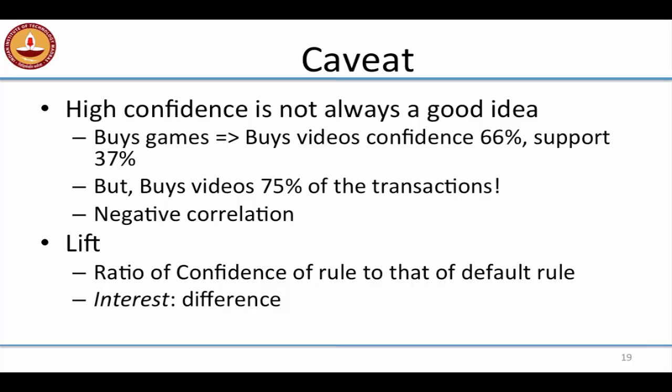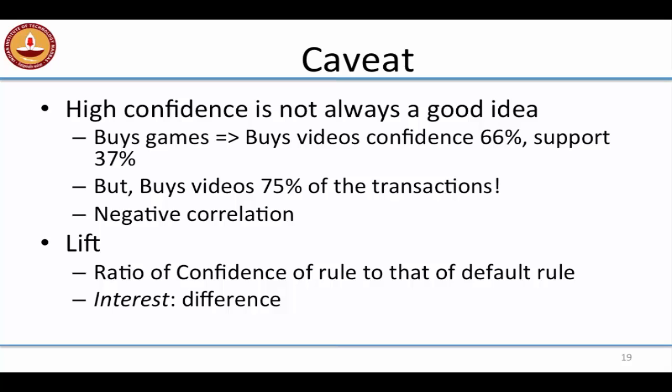But if A implies B has a lift much larger than 1, that would mean that A is truly an indicator of B. But again, if you think about this case of games and videos, the lift will be less than 1, in which case it indicates a strong negative correlation. So lift is a useful measure to have.